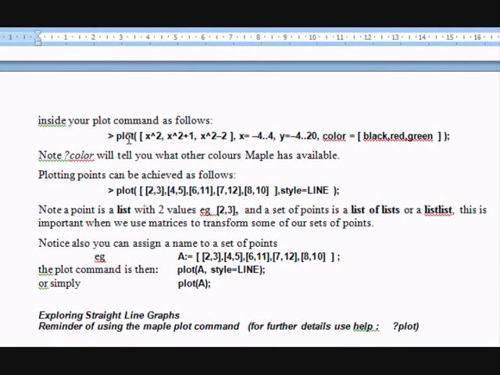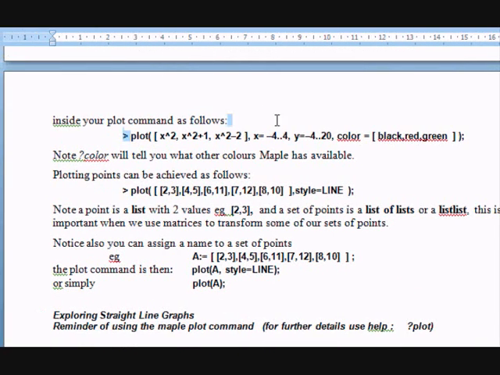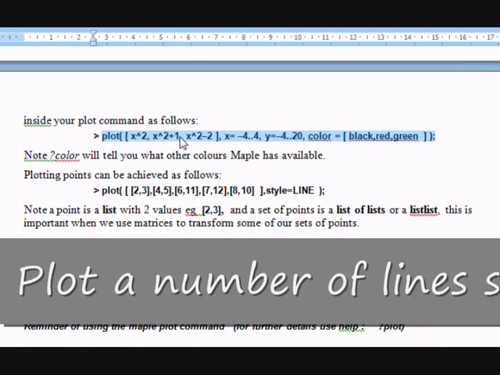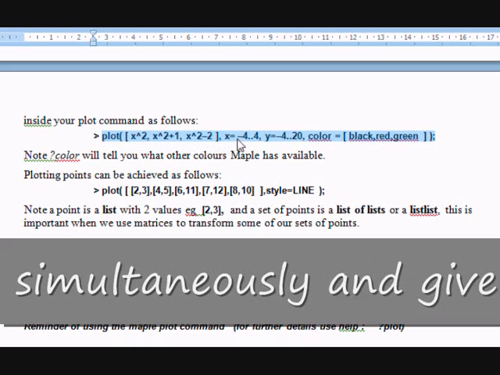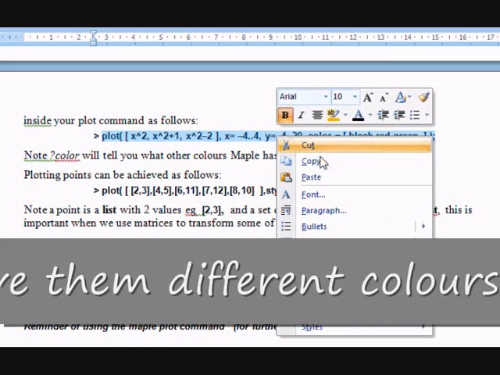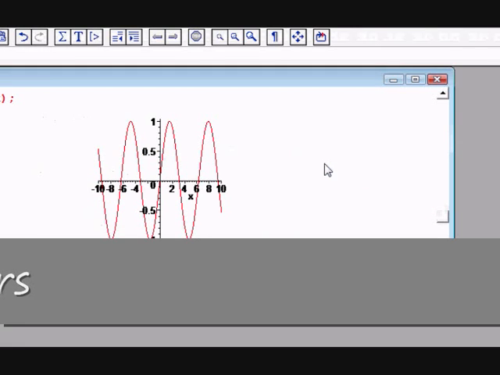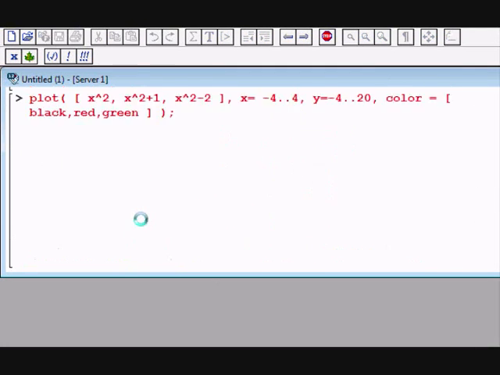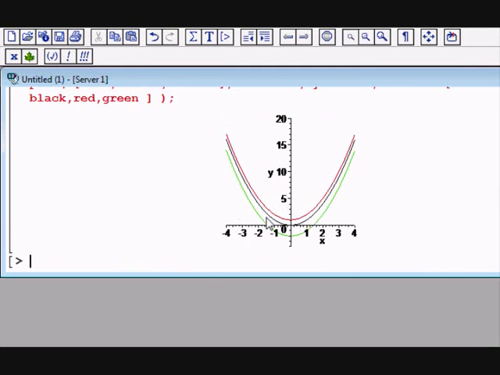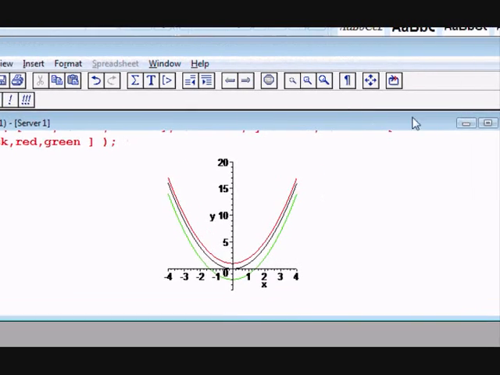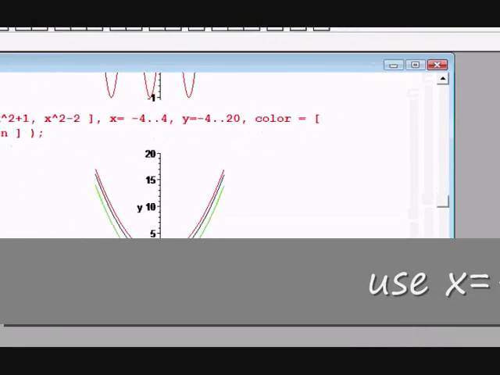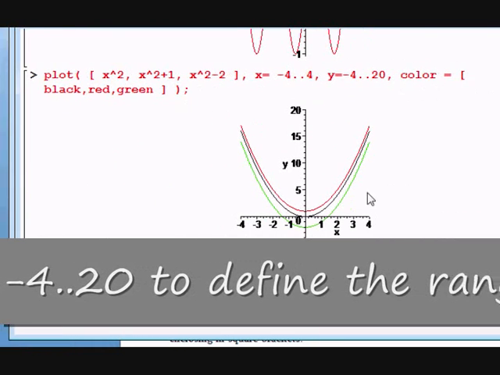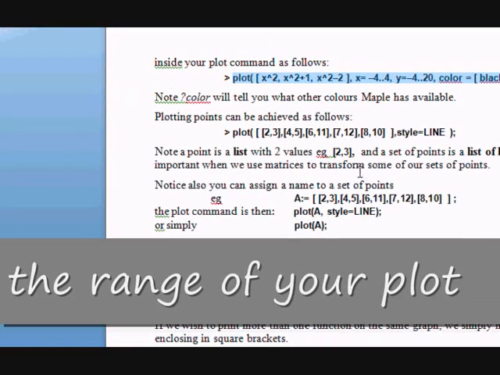Now, one of the nice things that we can do is to plot a number of lines all at the same time and give them different colours. Now notice the use of the brackets here, because basically the brackets are used to group different equations. So I've got two equations, x squared plus 1, x squared minus 2. And so if I actually paste that in, x squared plus 1, and I've also got a range in there. If you look, it says x equals minus 4 and then 2 dots to 4, and y equals minus 4 and then 2 dots to 20.